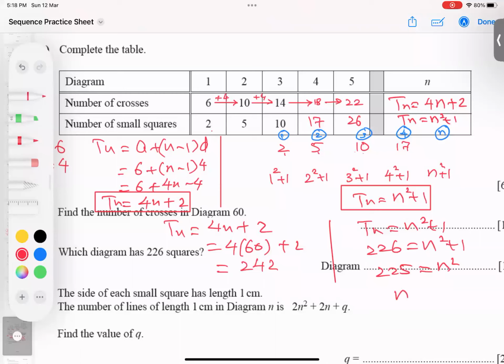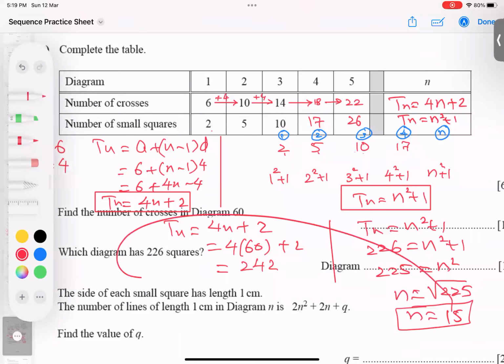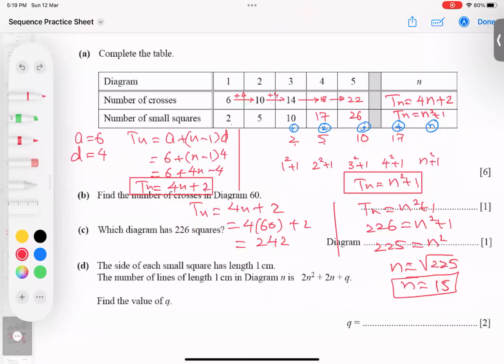Take the root of both sides, and take the root of 25, and it comes plus and minus. But you know, plus and minus, no need to write. Why, sir? Because a term number cannot be negative. So I will eliminate negative. So this is my answer. So diagram number 15, we have this many squares. So Alhamdulillah Rabbil Alameen, this point is also clear.